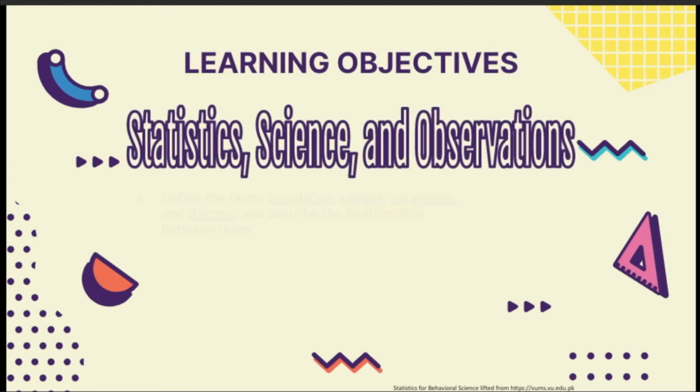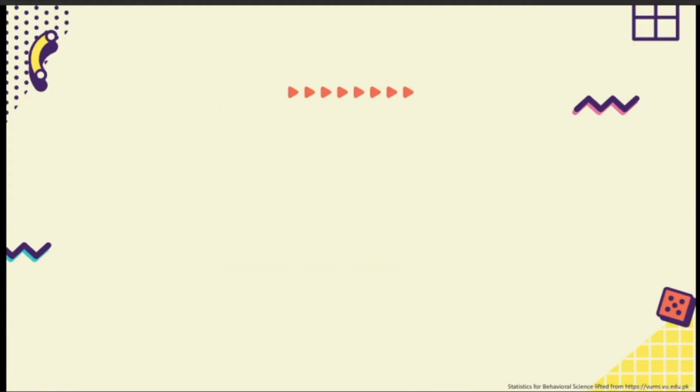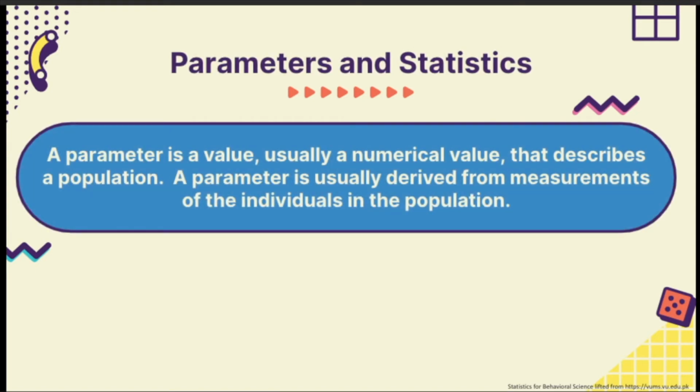So here we have talked about statistics, sample, and population. Now let's talk about descriptive and inferential statistics. But first and foremost, let's talk about parameters first.